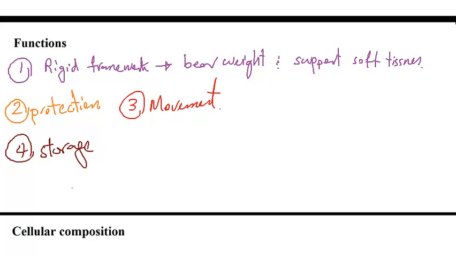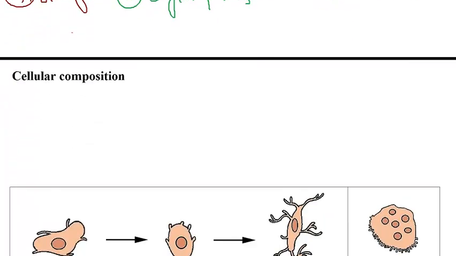And then finally, the bone cavities are filled with the red bone marrow that is responsible for production of red blood cells, the other name for which is erythropoiesis. So erythropoiesis is being performed by the red bone marrow that is being stored within the cavities of the bones. Now, the next topic is cellular composition.